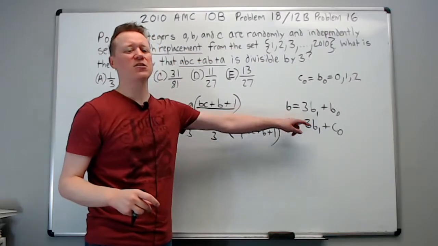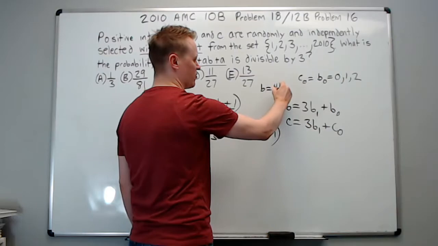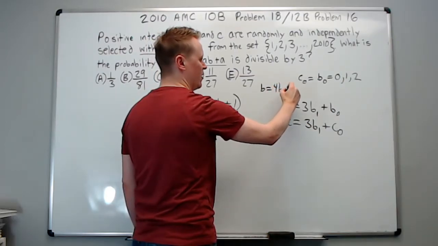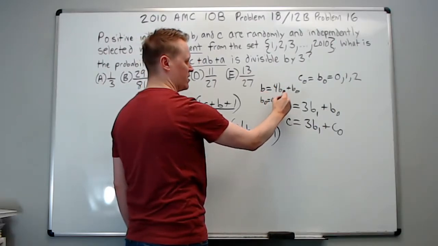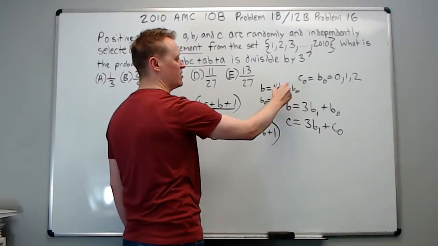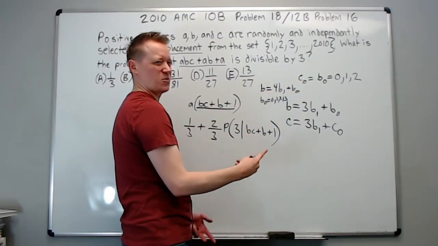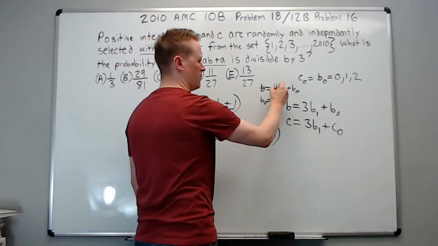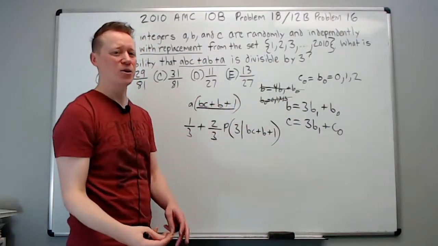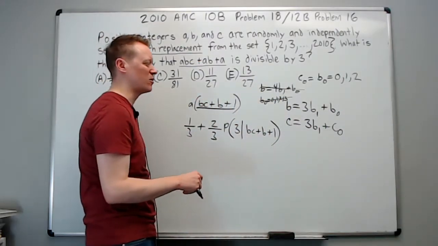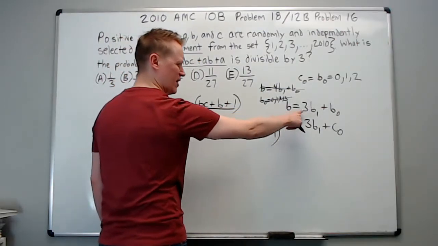There's nothing special about 3, by the way. We can do this for any divisor. I could have said b is 4b sub 1 plus b sub 0, but in this case, b sub 0 would equal 0, 1, 2, or 3, the possible remainders when you divide b by 4. But we don't want to do this because we're not dealing with multiples of 4 in this problem, so we're not going to use that. But just keep in mind, this is a tactic you can use on other problems in the future if something similar arises. So all we're going to do is replace this with those values.